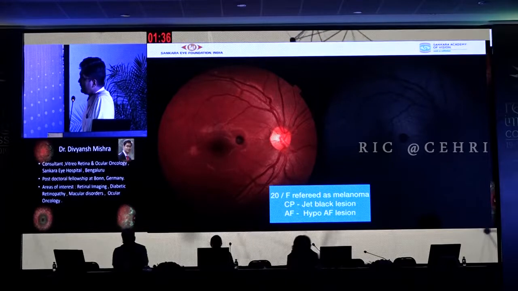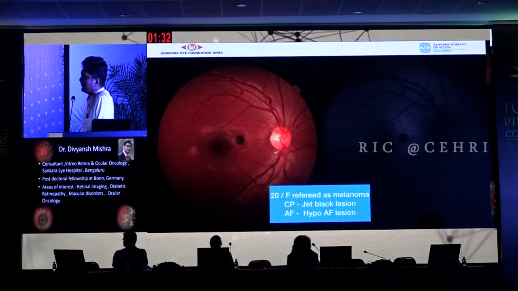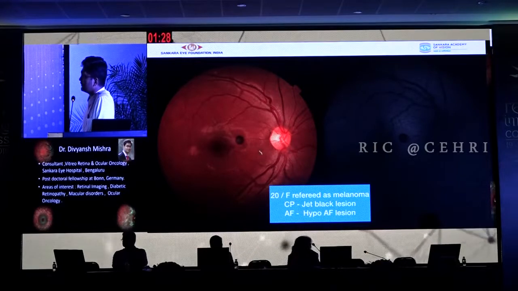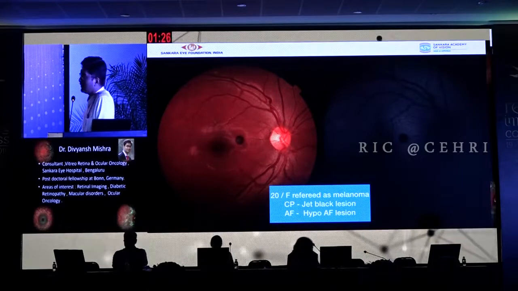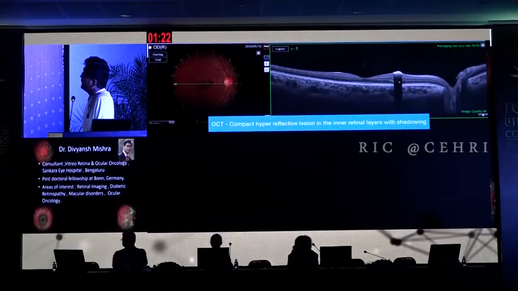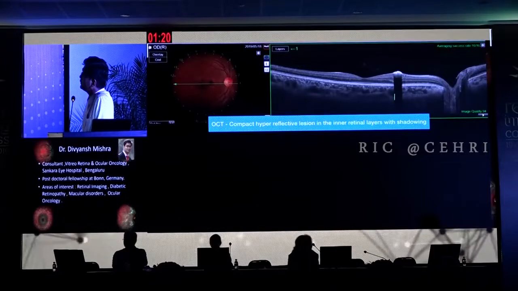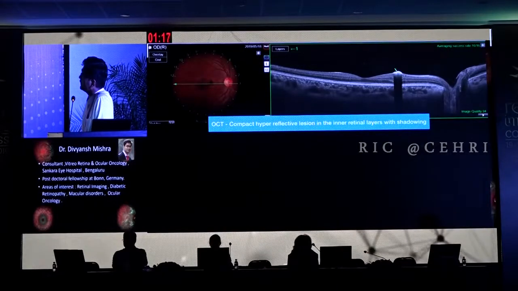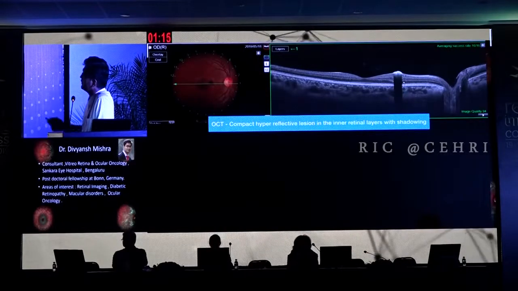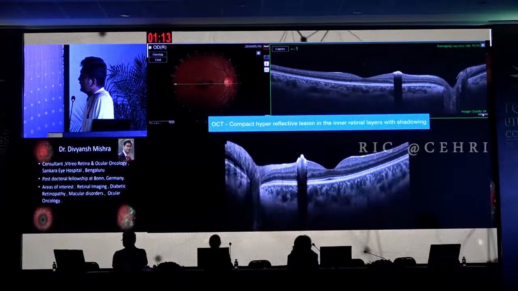This was a lady who was referred from Bangladesh, diagnosed as melanoma for further management. Probably this is a very clear-cut spot diagnosis, because it has a jet black colored pigment which has a stuck-on kind of appearance. And the OCT is showing that there is some kind of material which is so dense that it is causing a complete backshadowing, like a cutout in the OCT.